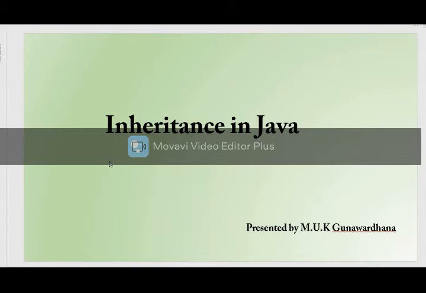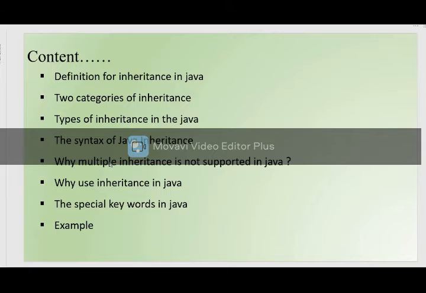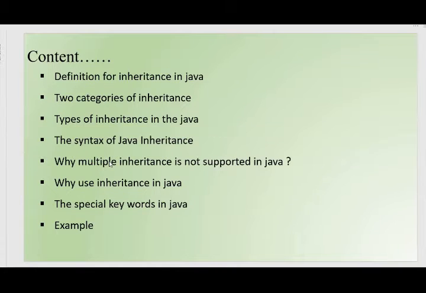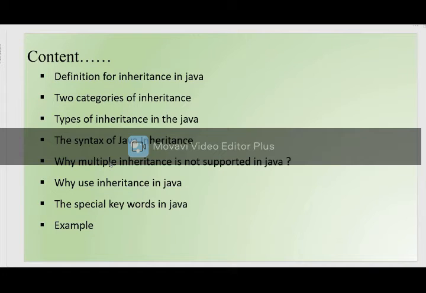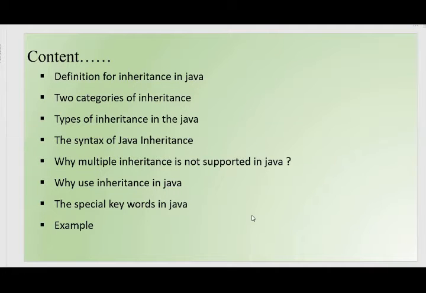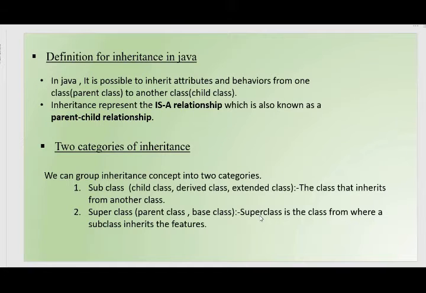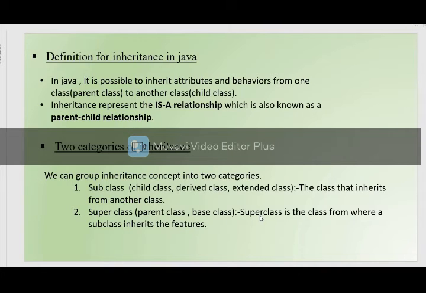Let's move to the session. We are going to talk about inheritance under several topics: the definition of inheritance in Java, two categories of inheritance, types of inheritance in Java, the syntax of Java inheritance, why multiple inheritance is not supported in Java, why use inheritance in Java, the special keywords in Java, and also examples. Let's move to the first one. I think you can learn more things about inheritance in today's tutorial session.